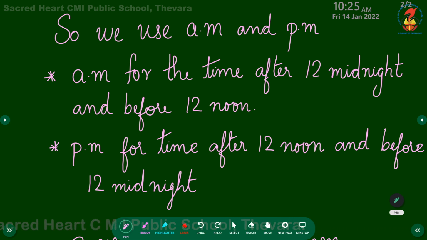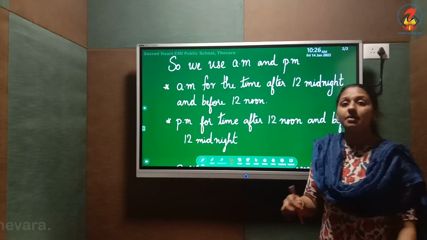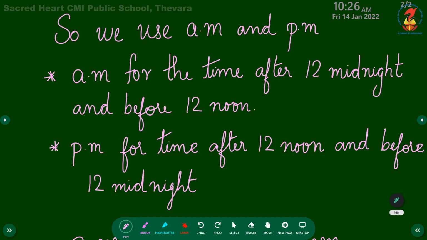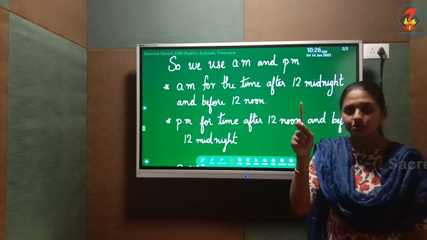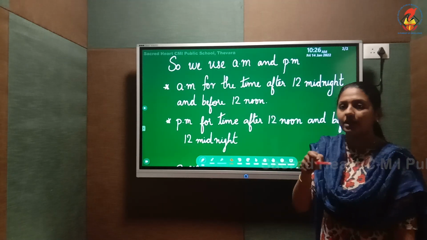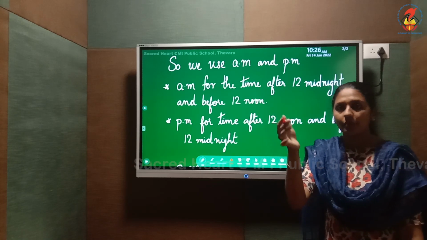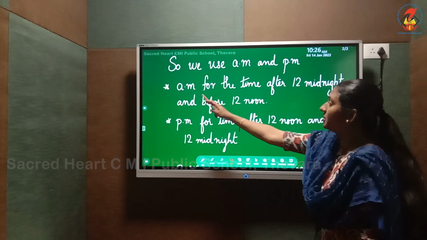Then PM. PM is for the time after 12 noon and before 12 midnight. So from lunch time until the sleeping time at 12 midnight. Before 12 midnight, we can say 11:59 PM. Then after 1 minute it's 12 AM. So midnight 12 means AM.